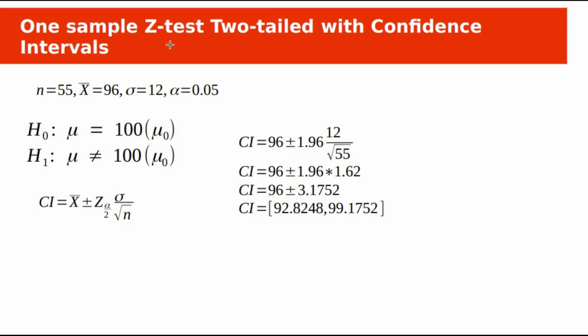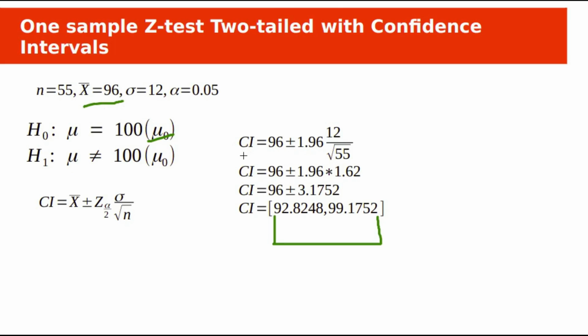We can test hypothesis by using confidence intervals also. Let's see, for the same problem, how can we test this hypothesis using confidence intervals? Confidence intervals provide an alternative to test hypothesis. If the confidence interval contains the true mean mu naught, the null hypothesis cannot be rejected. If the constructed confidence interval from the sample mean contains the true mean mu naught, then the null hypothesis cannot be rejected. Here sample mean is 96.